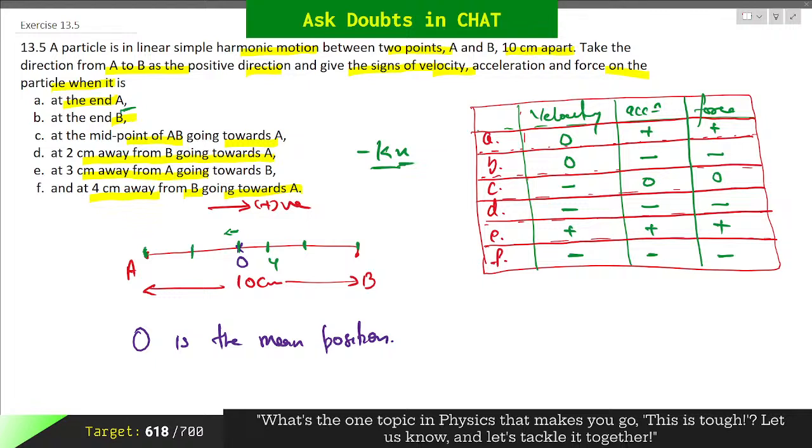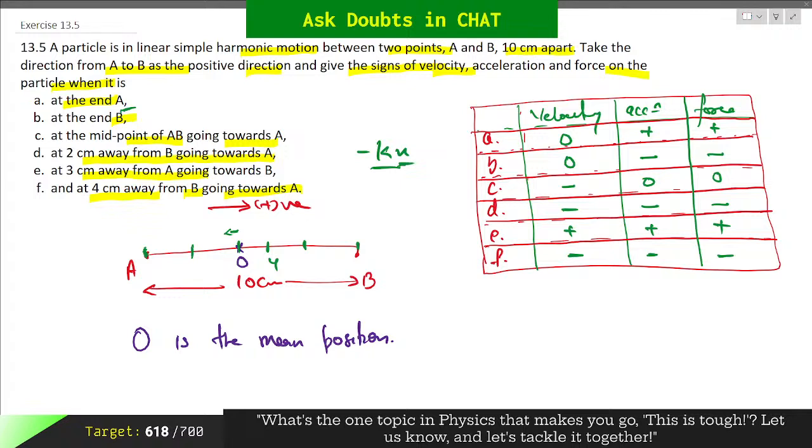So when the particle is at A, now the particle is moving between A and B, so A and B are the extreme positions. So when the particle is at A, its velocity is 0 because it is at the extreme position, and it is about to go to the mean position, that is O. So its acceleration or force will be towards the mean position, or in the positive direction of velocity. So we can say that the acceleration and force will be positive and velocity is going to be 0.